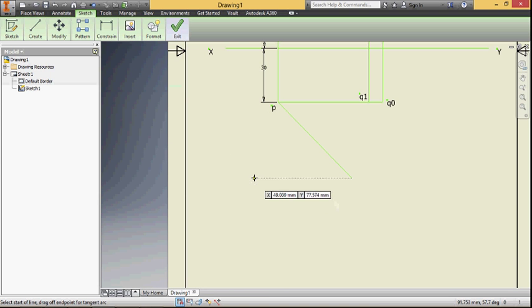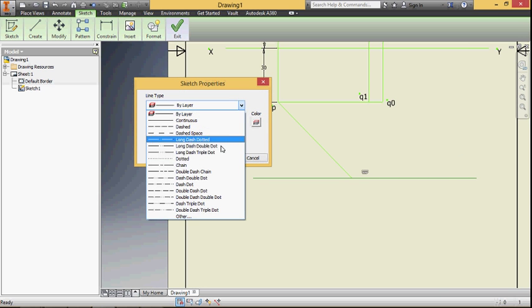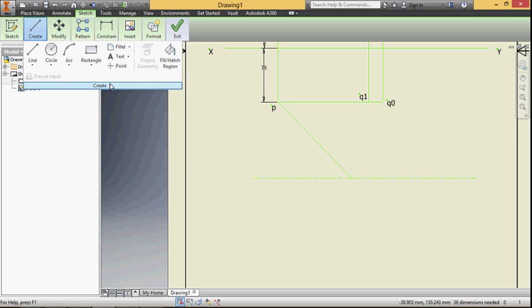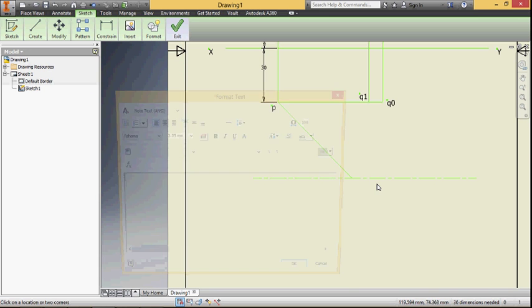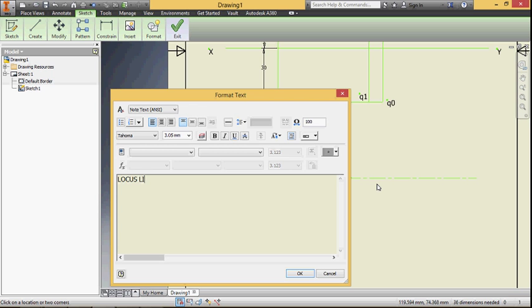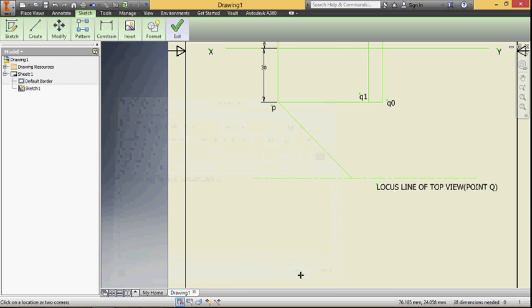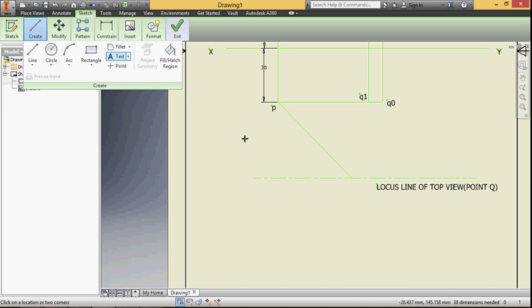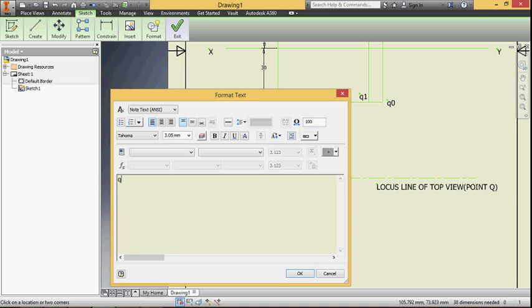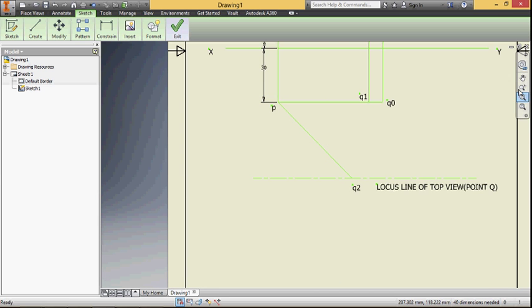So through this point, draw another locus line, that is the locus line of top view. The locus line is represented as chain line. So this line is the locus line of top view of point Q. So this is the top view locus line. This point is represented as Q2.